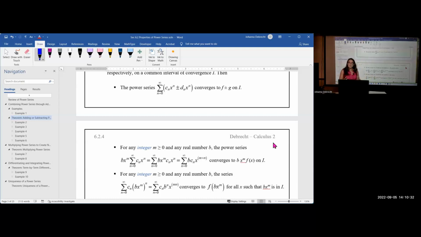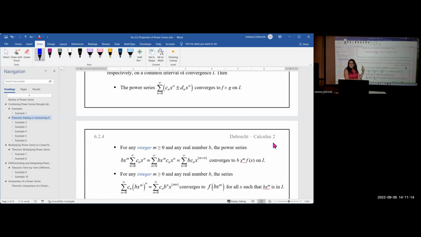Now here's the wild thing. According to this theorem, that also converges, and in fact, it converges to the original function f composed with that b x to the mth power. So it will converge to this with one caveat. This b x to the mth has to be in I. So this could change our interval of convergence. So we take the magnitude of b x to the mth and we set it less than or equal to whatever our interval of convergence or radius of convergence is. So b x to the m will have to be in I.